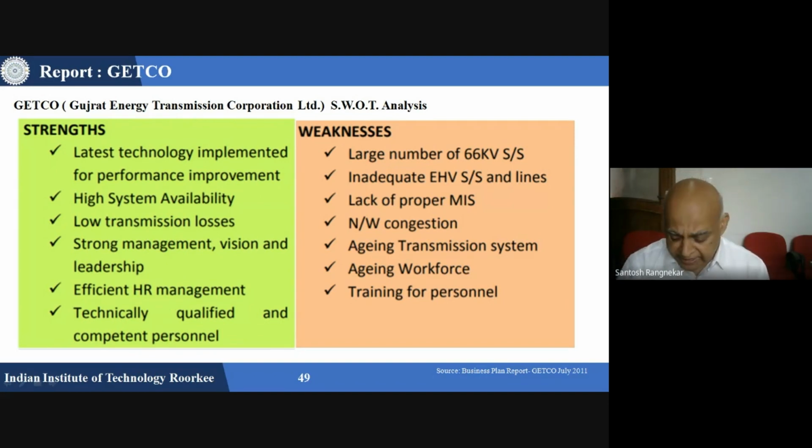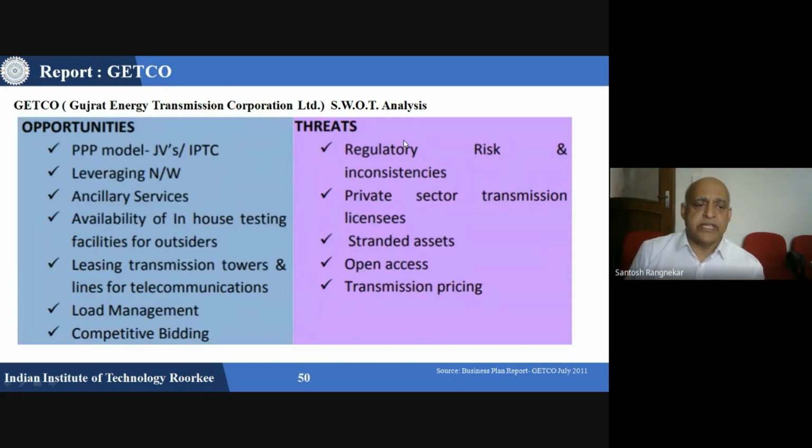The opportunities and threats for GETCO: the PPP model, joint ventures for capital, leveraging the network, ancillary services, in-house testing facilities for outsiders, leasing transmission towers and lines for telecommunications, load management, and competitive bidding. So they have taken these opportunities on the basis of certain strengths. Threats are regulatory risk and inconsistencies, private sector transmission licenses, stranded assets, open access, and transmission pricing.